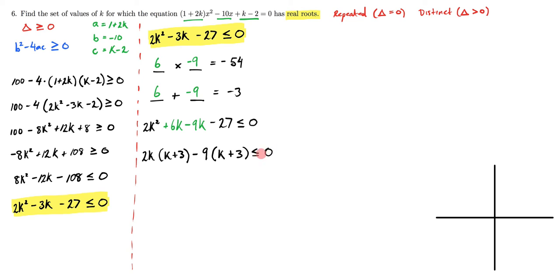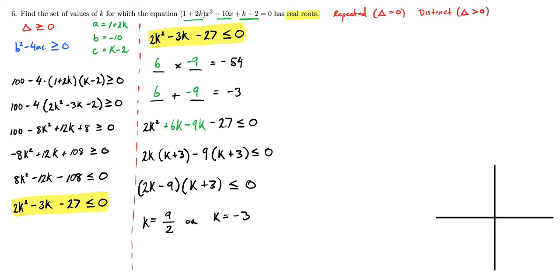Let me just check that that's correct. 2k times k is 2k squared. This is going to be 6k minus 9k minus 27, which is less than or equal to 0. And we know it's correct because we have k plus 3 and k plus 3 here. I then am going to be left with this. From here, I can identify what the intercepts of my graph will be. k is going to equal 9 on 2, or k equals negative 3.